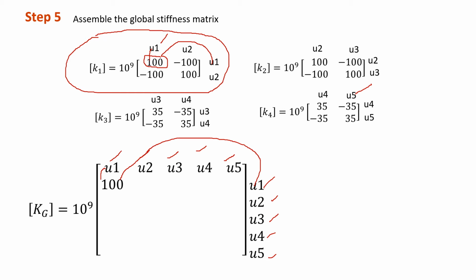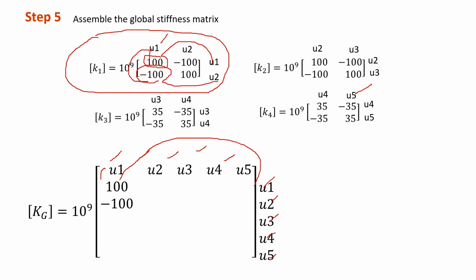Then U1, U2. The value is negative 100. So to this big matrix, we insert this value, negative 100, at U1, U2.